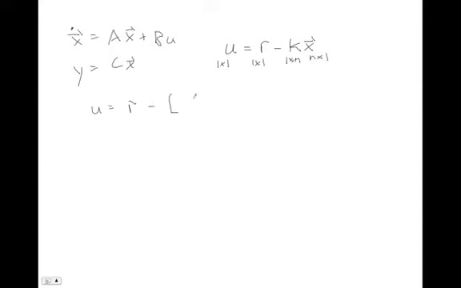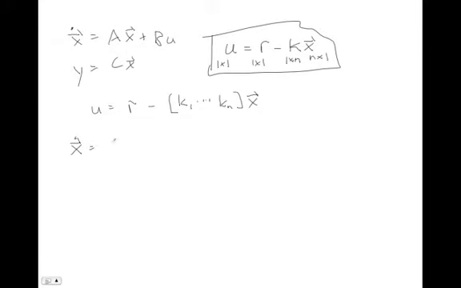U is going to equal r minus, I'll break k up into its little subcomponents, so k1 through kn, and then times the x vector. And so there's going to be n real numbers in this matrix, and we have to establish what those are. But if I were to plug this u equation into our original equation, what I get is x dot equals ax plus b r, I'm plugging this u in here, minus bkx. And if I group the x terms together, I get a minus bk times x plus br.